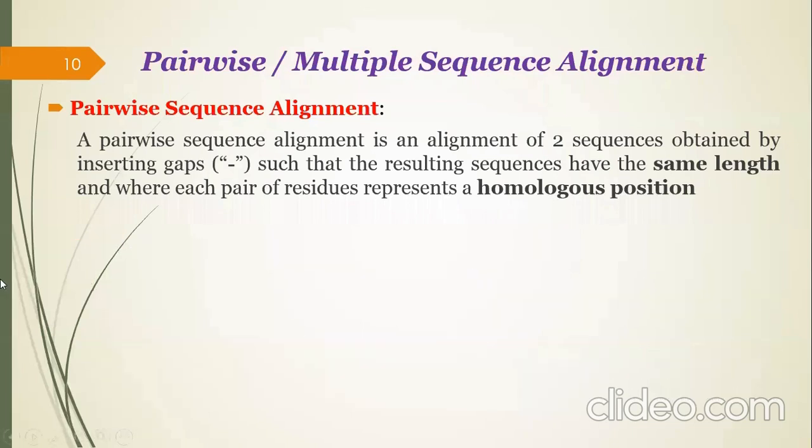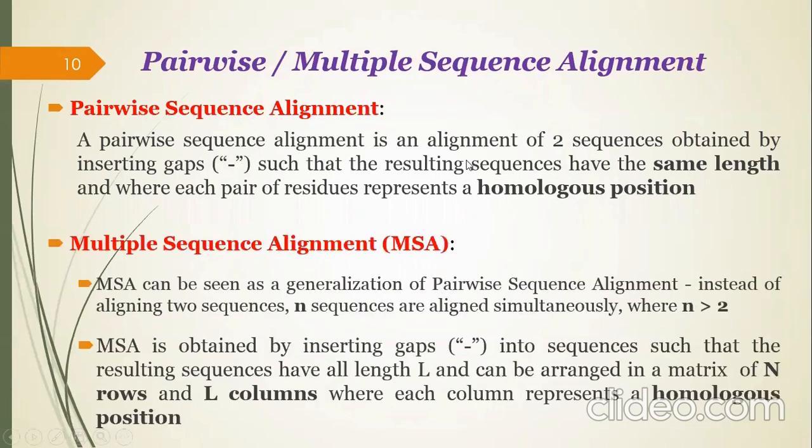And in pairwise sequence alignment, 2 sequences we will align, but multiple sequence alignment, MSA, can be seen as a generalization of pairwise sequences. Instead of aligning 2 sequences, n number of sequences are aligned simultaneously where n is more than 2.